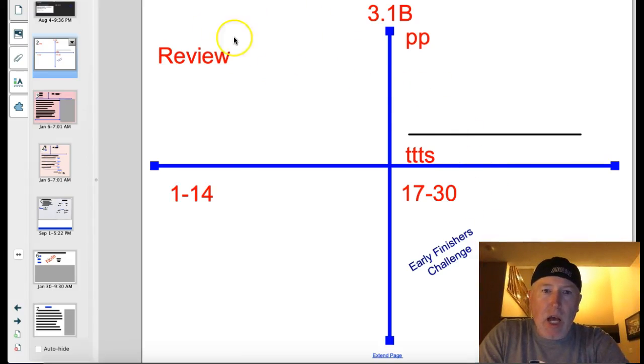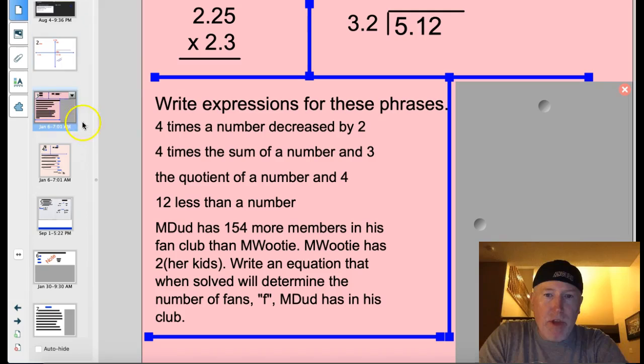Today we got our normal lesson. We got a review in the top left. We got your video work top right, 1 through 14. This will be guided, 17 through 30. This will be independent. We have an early finisher challenge for those of you who are just flying through these things. Let's get started with our review problems.